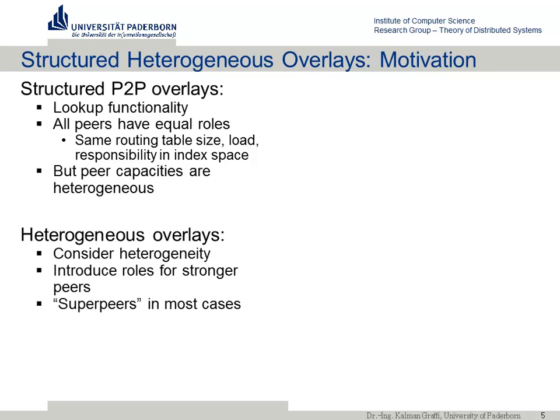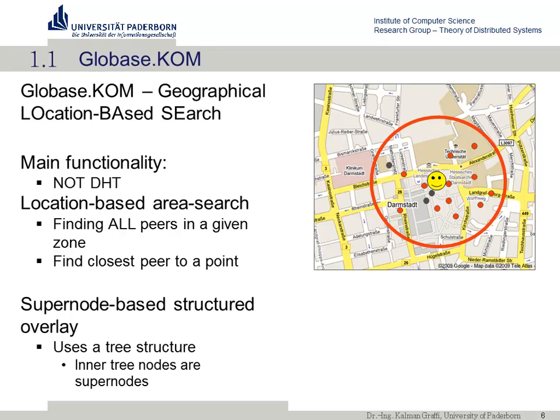The first overlay we have a look at is Globase, and it stands for Geographical Location-Based Search, and its main functionality is different than the previous ones. It's not a distributed hash table, it does not provide a key-value store, but it implements a location-based area search. So it helps you to find all peers in a given zone or find the closest peer in a given zone. And this is done by a supernode-based structured overlay. It uses a tree structure. We will have a look at how it looks like.